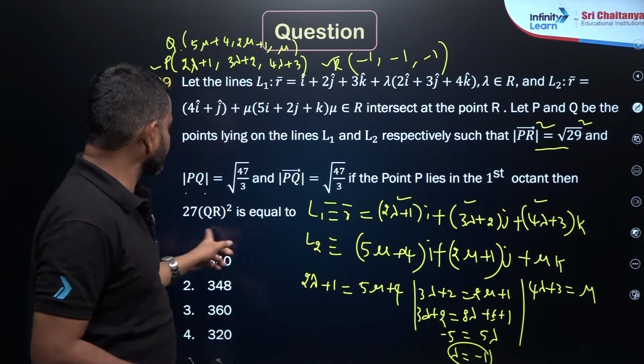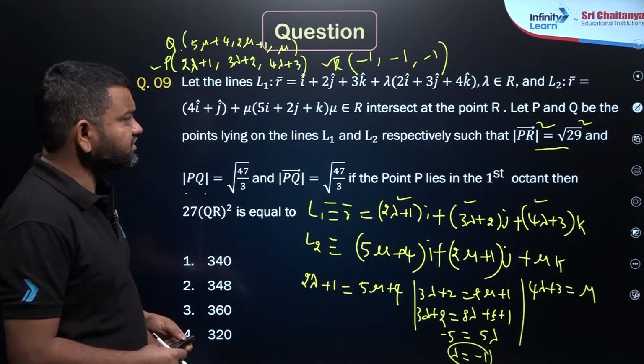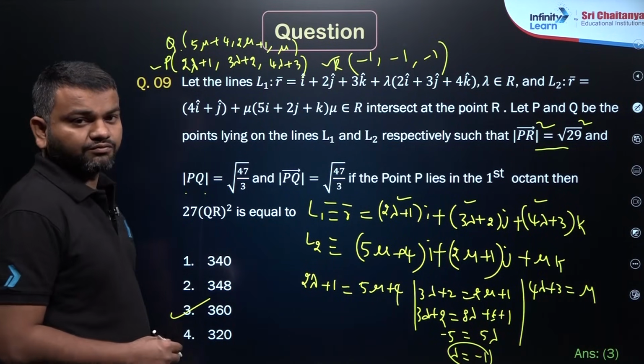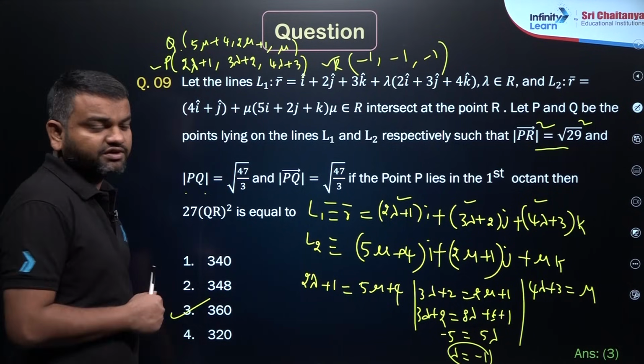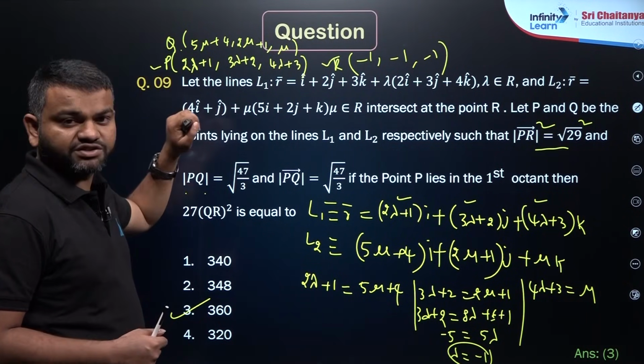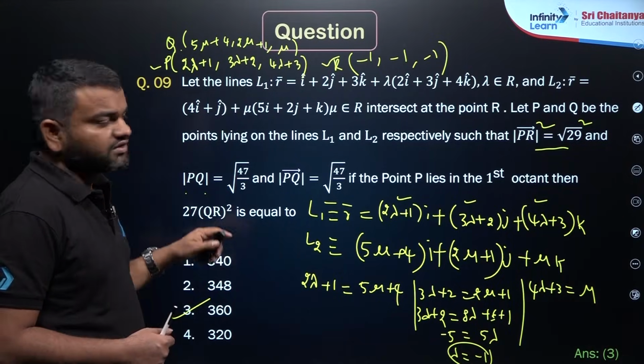So QR is what you are asked to solve, and just check your answer, it is supposed to be equal to 360. Okay, so this is the solution of it. I would say this is going to be a little lengthy, but with patience, if you solve, you will get it easily. Alright, next.